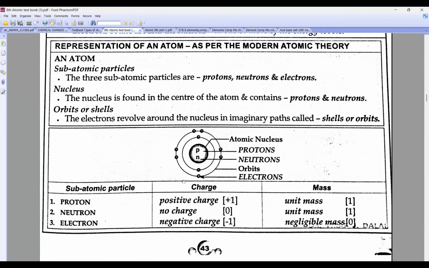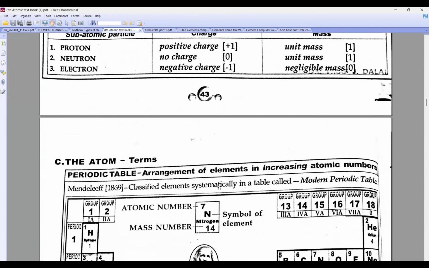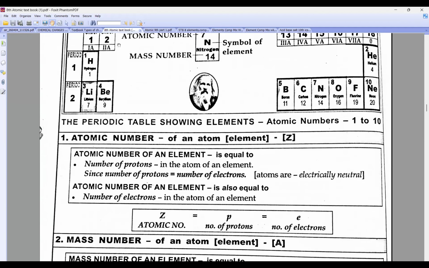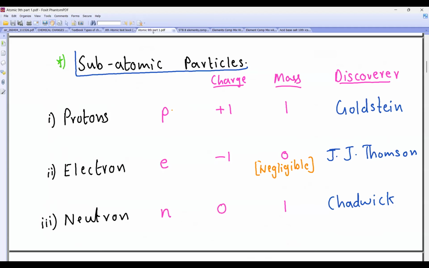Subatomic particle, atom, shell, and this all charge we have written. Now we are going to do this main part, and that is what? Atomic. So I want you to write this. Have all of you written this now? Now let us go to the next part.